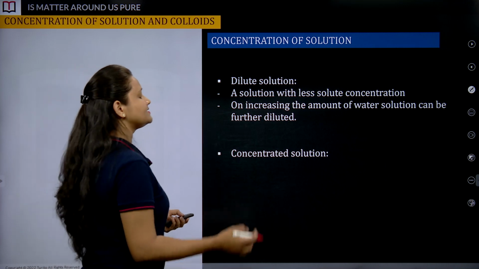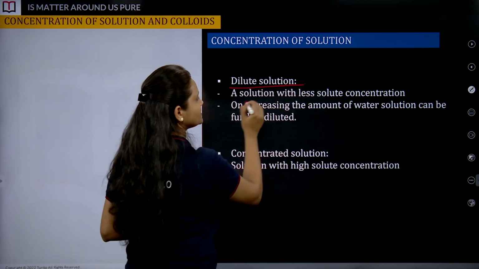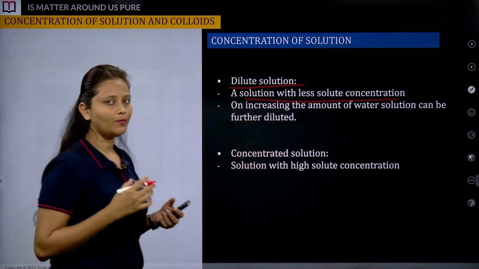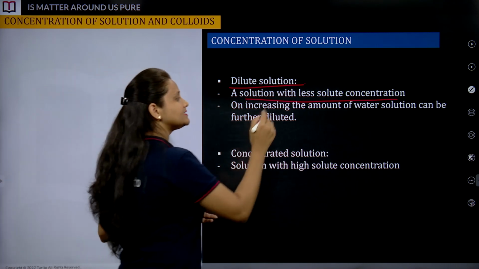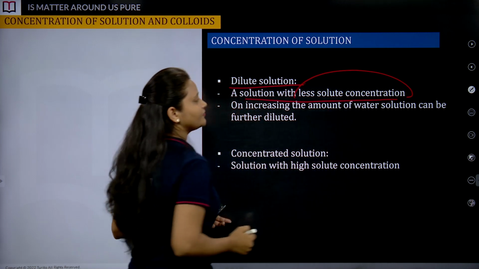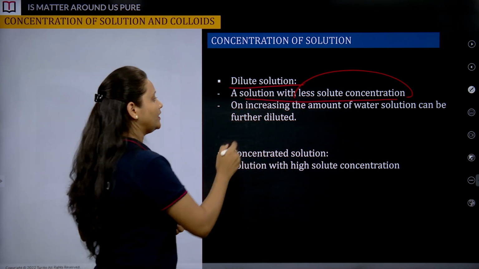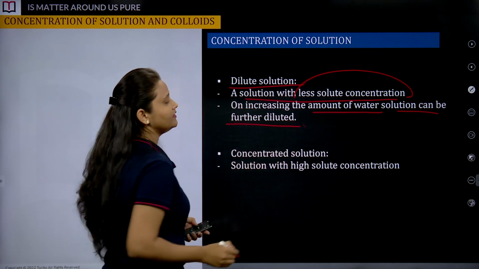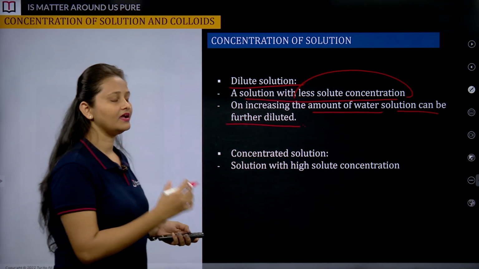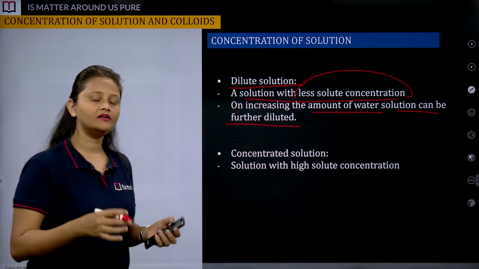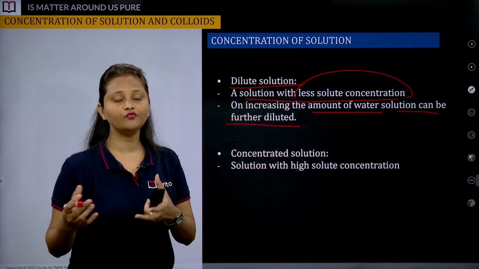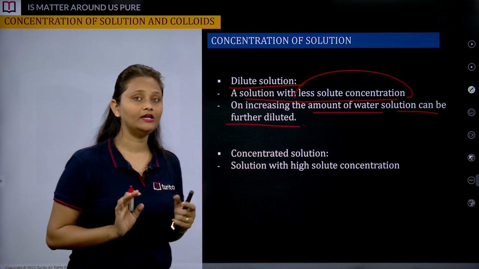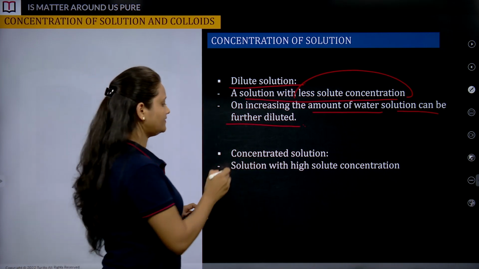Let's revise. A dilute solution is a solution with less solute concentration. This is a type of solution where the concentration of solute is quite less, and on increasing the amount of water, the solution can be further diluted. Here I have taken the example of 5 gram of solute dissolved in 500 ml of water. If you add more water, it is going to get diluted.